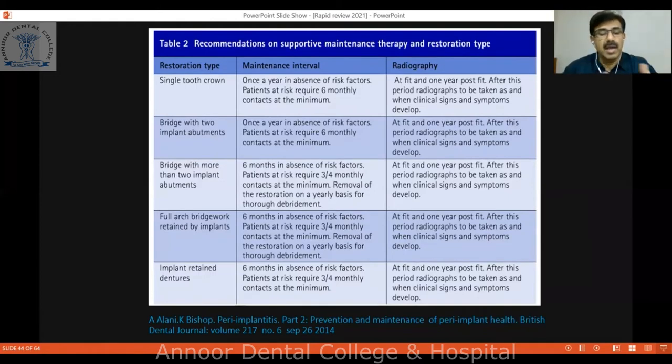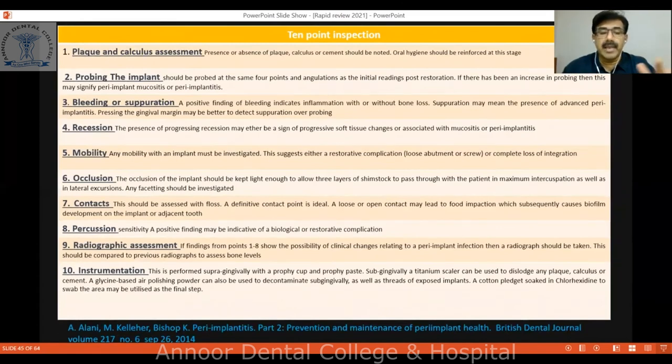And as I told you before, you have to take a radiograph 1 year after prosthesis and look. There will definitely be some amount of radiographic changes because of the bone settling in, but you don't have to routinely take a radiograph when the patients come every 6 months or 1 year. If there are clinical signs of peri-implantitis, then you indicate a radiograph in such patients. Now, these same people, Alani and Bishop, have put forward a 10-point inspection plan that you should do whenever you recall the patient for your supportive peri-implant therapy. I'm not going to discuss all these things. These are things that you similarly do for your periodontitis cases, but the slight difference is there because you have placed an implant. That's all.